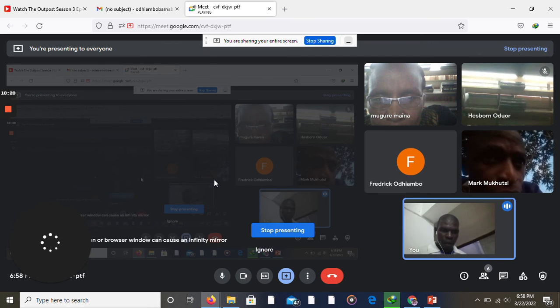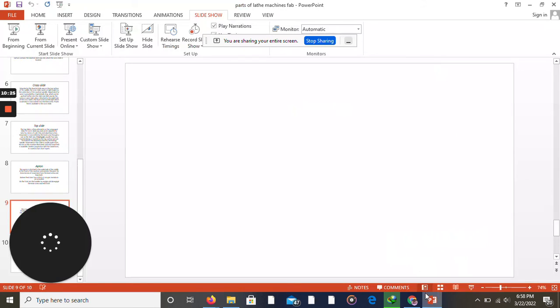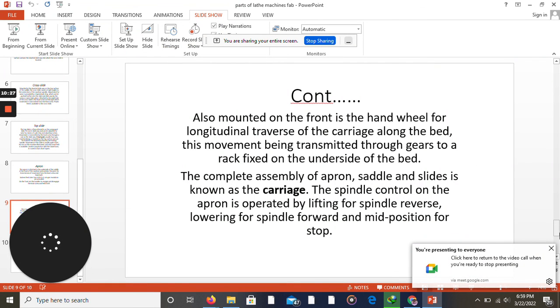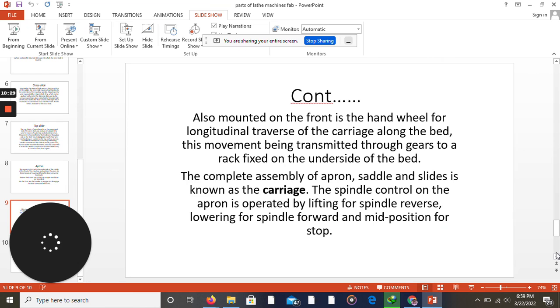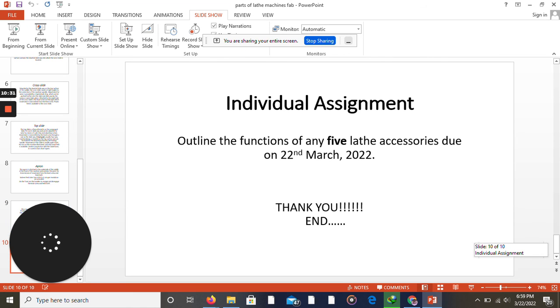Being no other question, I would like to give an assignment. Can you see my sharing again? Can you see what I'm presenting? Yes, so the assignment is there, as you can see, an individual assignment. Who can read that assignment? Grace? Or Fred? Fred, can you read for us the assignment? Due on 22nd March 2020. That is today in the evening, okay?